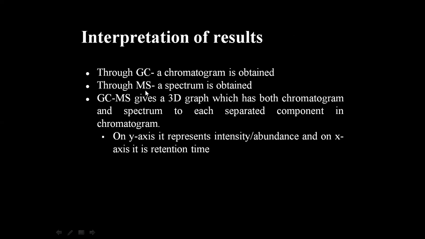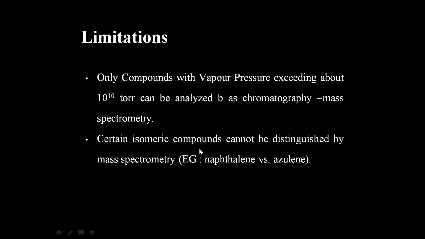Next is the interpretation of results. Through gas chromatography, a chromatogram is obtained. Through mass spectrometry, a spectrum is obtained. Gas chromatography mass spectrometry gives a 3D graph which has both a chromatogram and a spectrum for each separated component in the chromatograph. The y-axis represents intensity or abundance, and the x-axis is retention time.